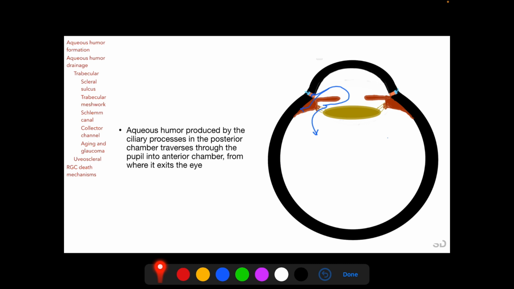The aqueous humor is produced by ciliary processes of the ciliary body in the posterior chamber, and the aqueous humor then travels into the anterior chamber through the pupil and exits from the angle of the eye. A minor fraction of the aqueous humor produced by the ciliary body diffuses into the vitreous cavity.